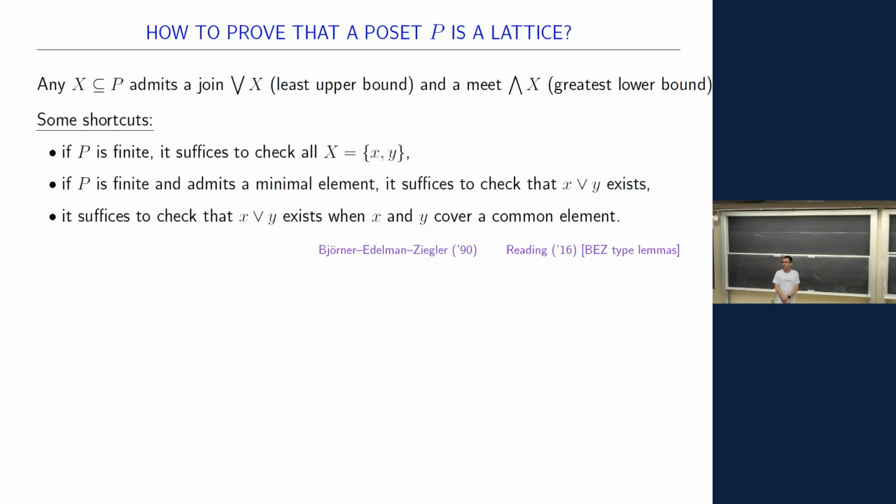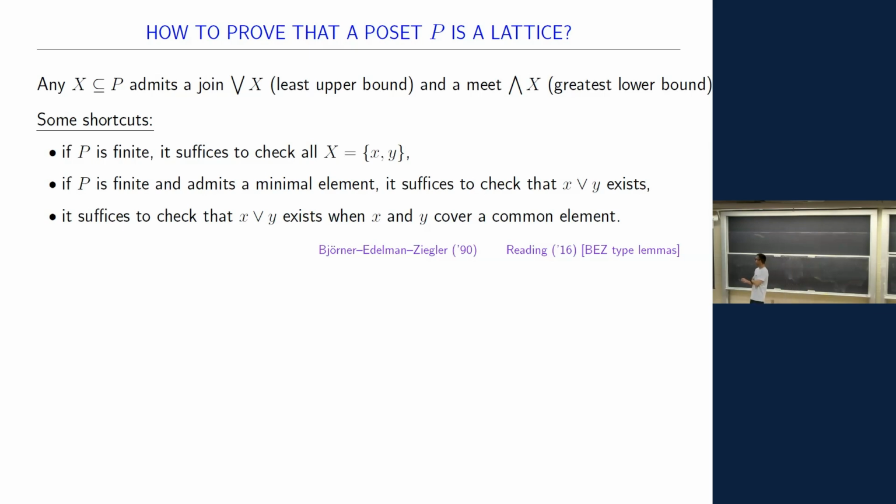I will focus in this talk only on finite lattices, so I only have to check this for pairs of elements. And if my poset is finite and has a minimal element, then I can just focus on the join and the meet will be automatic. So I just need to do half of the work.